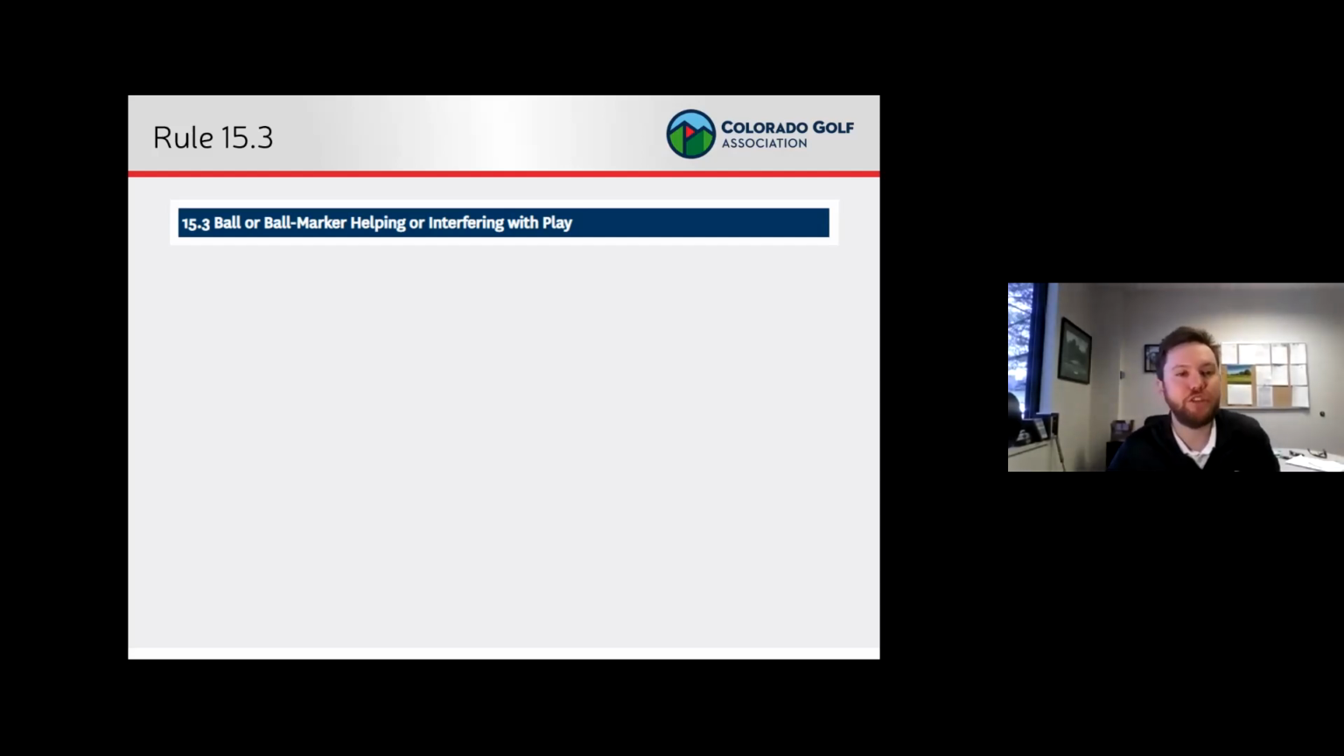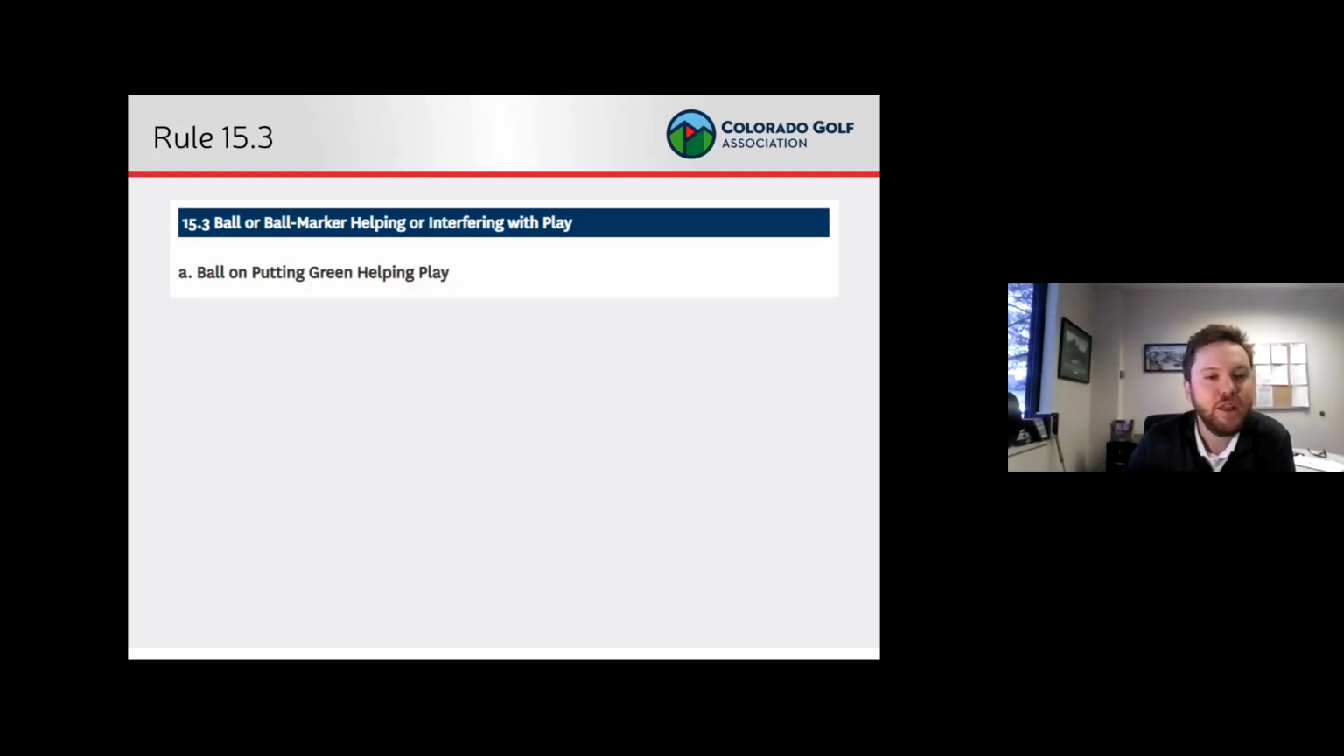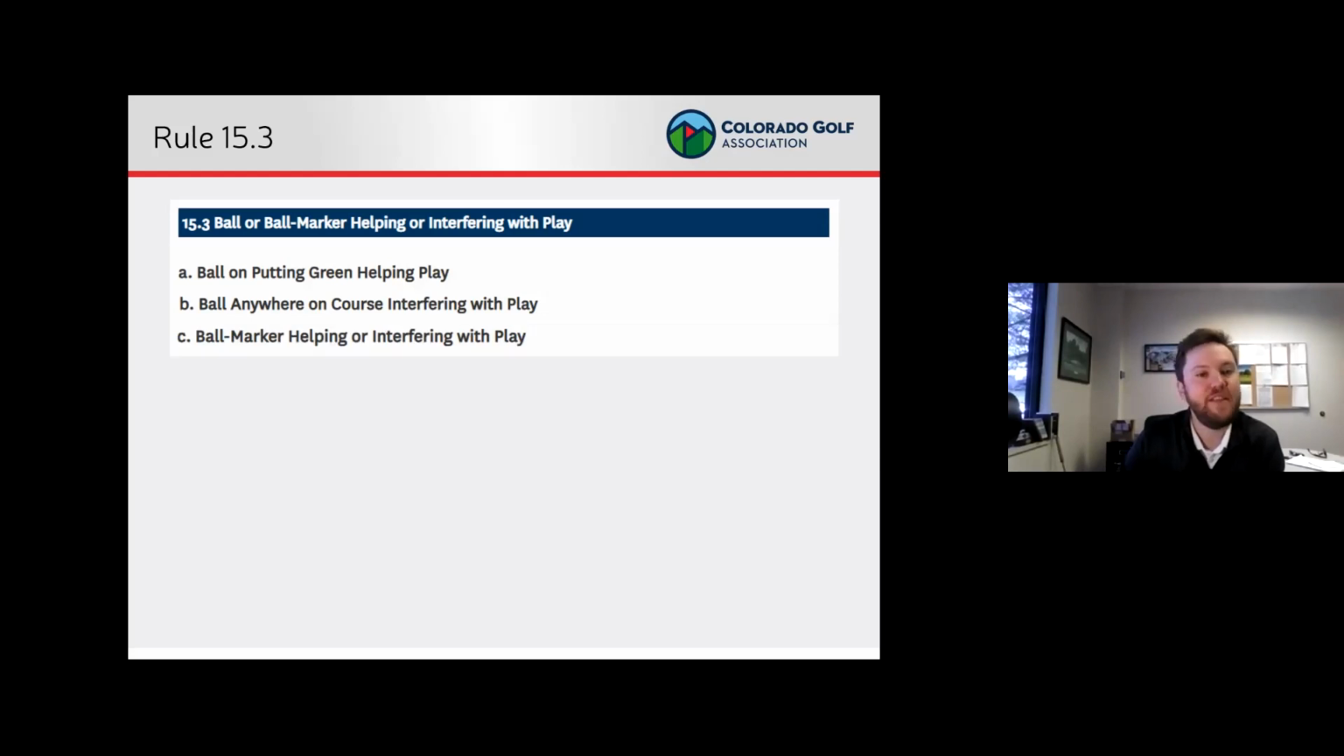All right, so 15.3 is our last section. The ball or ball marker is helping or interfering with play. This is divided into several sections. In 15.3a, the ball on the putting green helping play. In 15.3b, ball anywhere on course interfering with play. And then in 15.3c, we have ball marker helping or interfering with play.